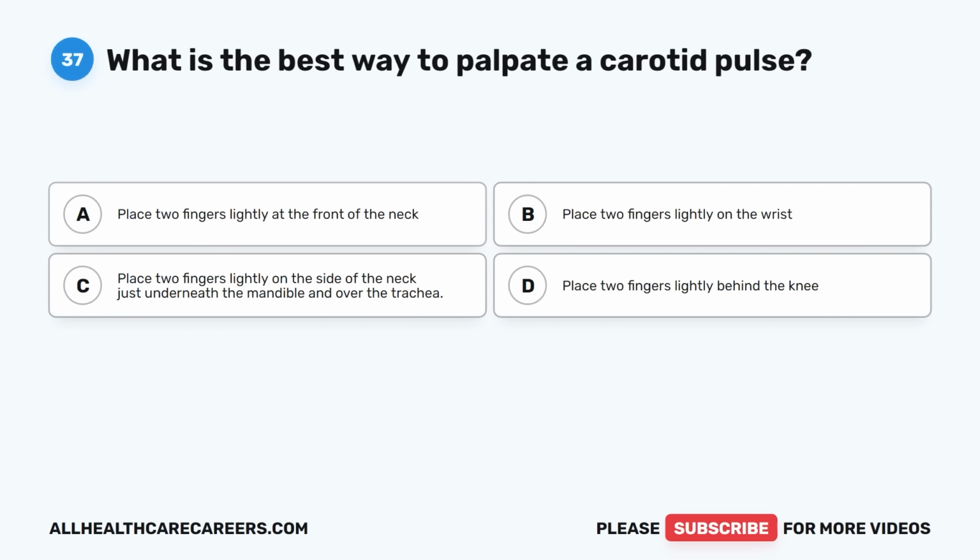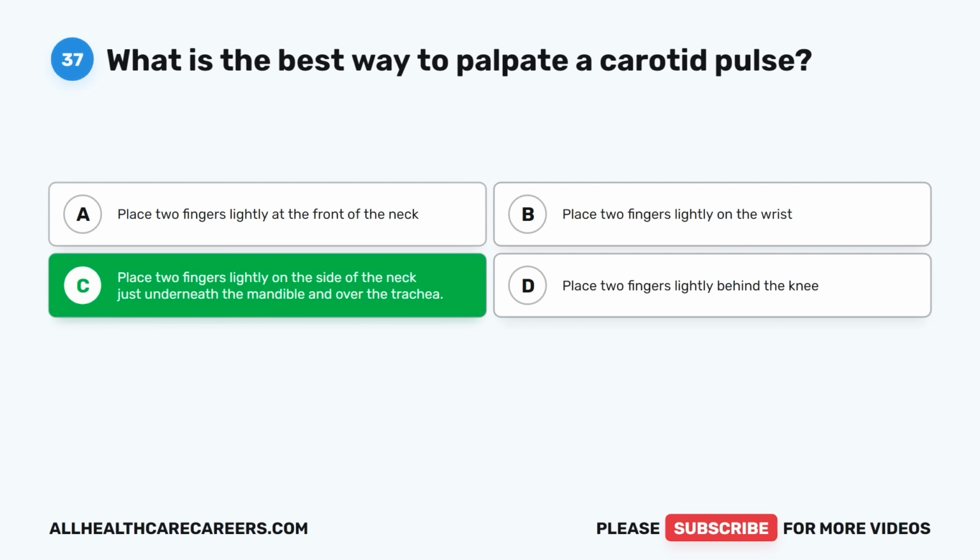Question 37. What is the best way to palpate a carotid pulse? A. Place 2 fingers lightly at the front of the neck. B. Place 2 fingers lightly on the wrist. C. Place 2 fingers lightly on the side of the neck, just underneath the mandible and over the trachea. D. Place 2 fingers lightly behind the knee.